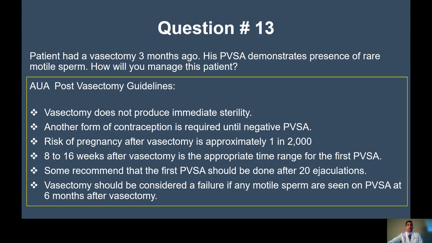And finally, a vasectomy should be considered a failure if any motile sperm are seen on post-vasectomy semen analysis at 6 months after vasectomy. So in this clinical scenario, it has only been 3 months. There are rare motile sperm. I would recommend this patient ejaculate more frequently and have him repeat a post-vasectomy semen analysis in 1 month and reassess the concentration. A key thing when dealing with post-vasectomy semen analysis is to look at the trend. So I typically look at more than one if the first one is positive. Fortunately, that is not a common scenario.